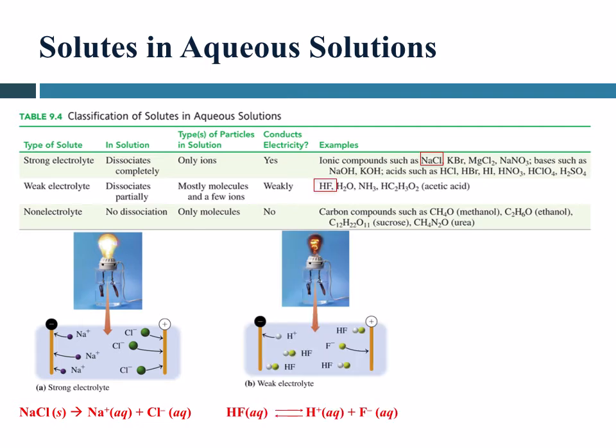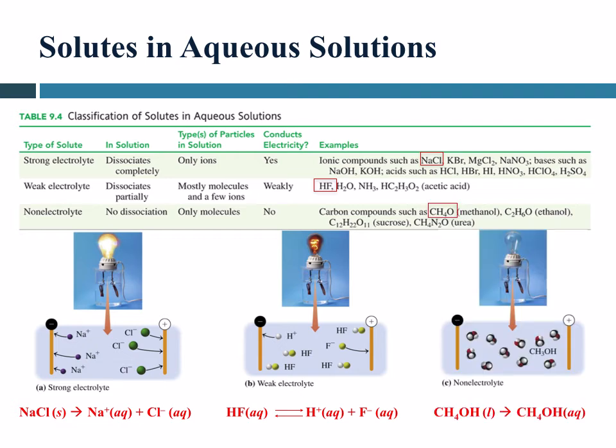Weak electrolytes partially dissociate in water, forming a small amount of ions, while the rest remain as intact undissociated molecules. An example is hydrogen fluoride, which produces a small amount of H+ and F- ions and is a weak electrical conductor. Non-electrolytes do not dissociate at all, and the solution contains only molecules, so it does not conduct electricity. One example is methanol.